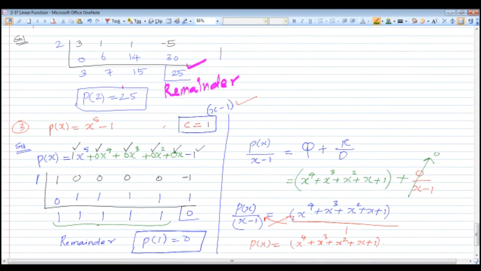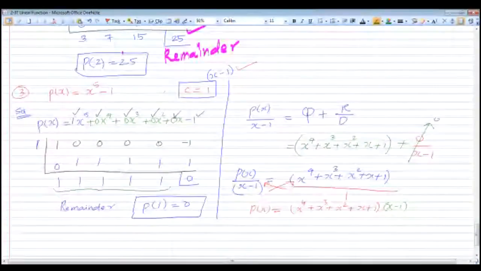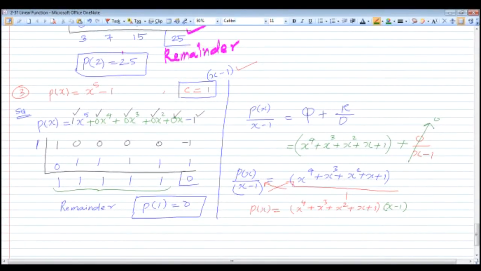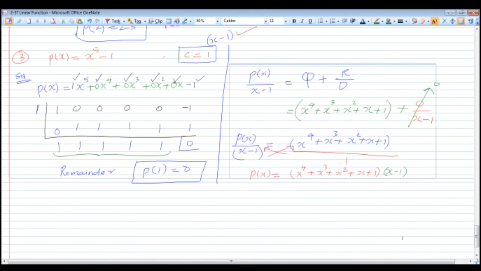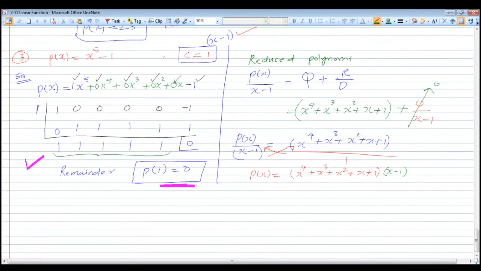What is this term? Here you will have x minus 1, right? So this is the reduced polynomial. If it is a factor, we call this the reduced polynomial. If it asks for the remainder, stop here. If it is given the remainder, stop here. This is the answer, it is over. If it is given a factor and asks for the reduced polynomial, you have to write it this way. This is the reduced polynomial. If the question asks for the reduced polynomial, write this one. Otherwise, no need. Okay.